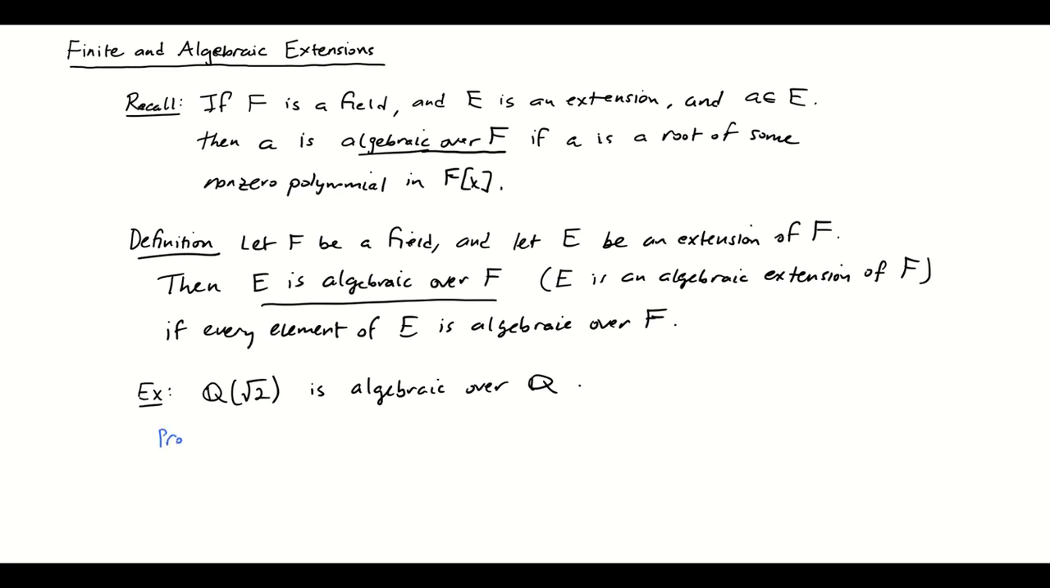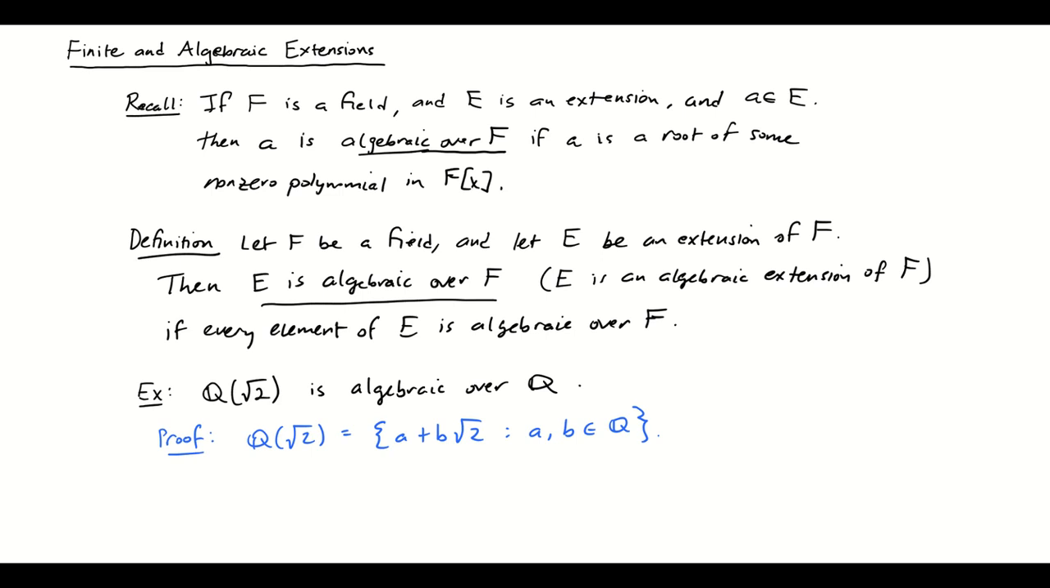So here's how you prove it. At least one way to prove it. There are easier ways of proving it, more elegant ones that we'll talk about later. But here's one very straightforward nuts and bolts way you can prove that Q adjoin square root of 2 is algebraic over Q. So we know Q adjoin root 2 is the set of all a plus b root 2, where a and b are in the rationals. So we need to prove that every number of that form is algebraic over Q.